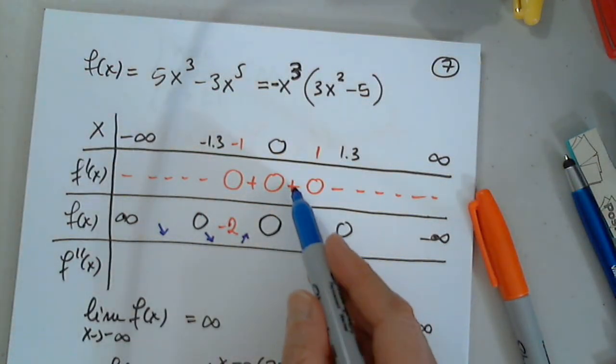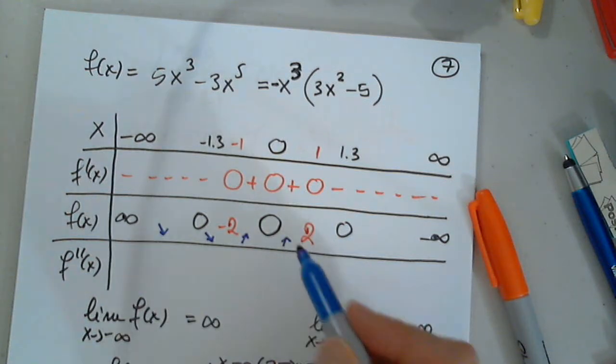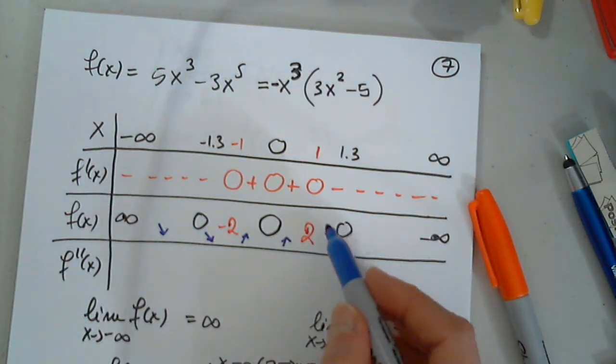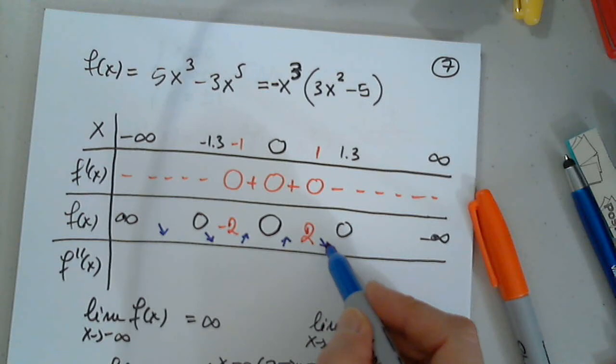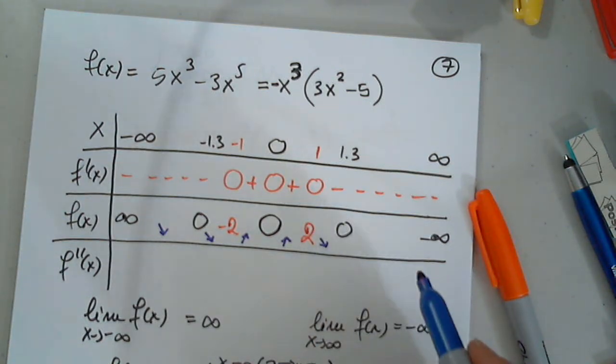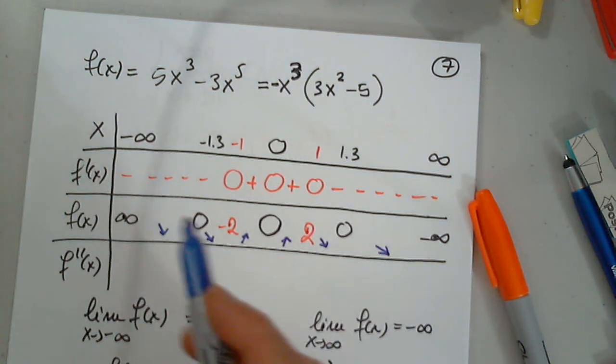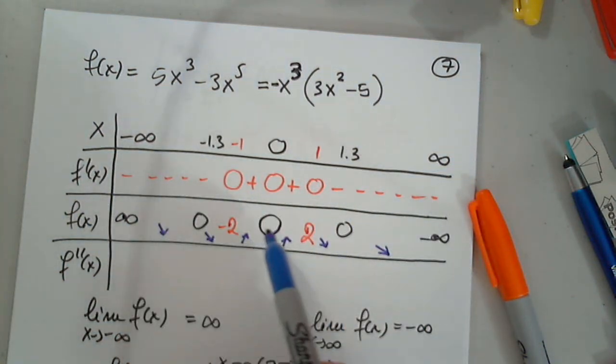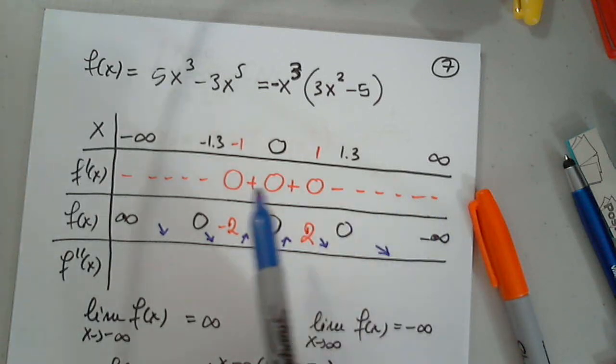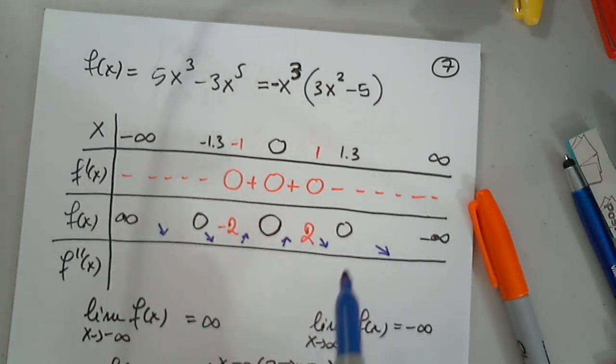From 0 to 2, is that supported by the sign of the first derivative? From 2 to 0, yes, it is supported. From 2 decreases to 0, supported. 0 to negative infinity, yes. So it appears that all the information we have from the first derivative and from the function work well together.